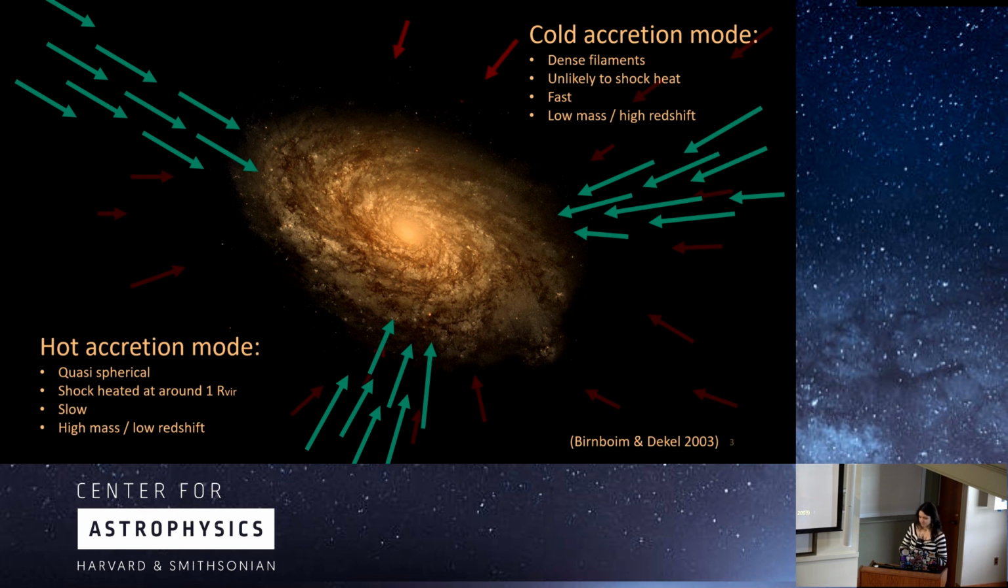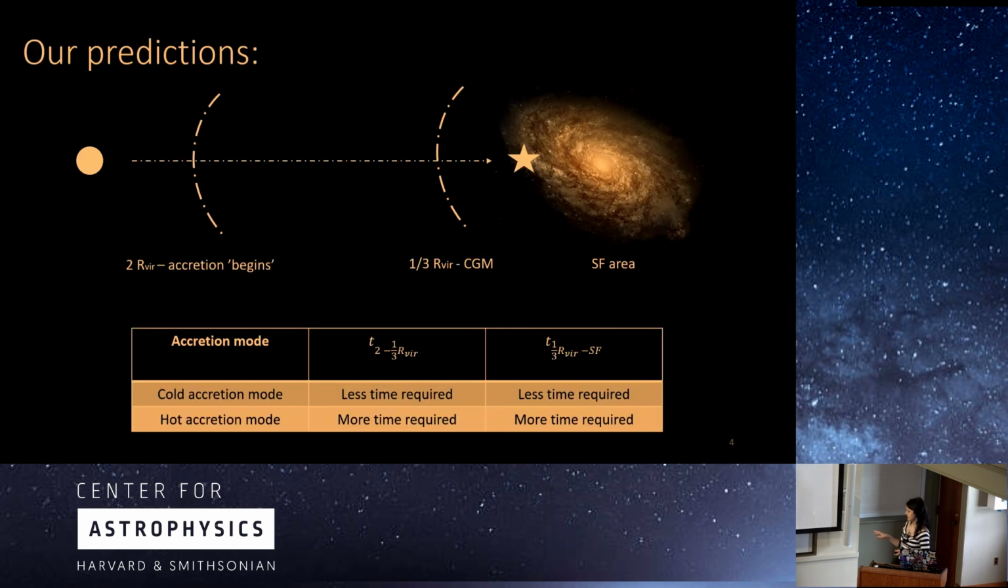And so when you have this background information, we can set up this very trivial thought experiment. Namely, let's imagine that we have a parcel of gas or just some blob at a distance of around 2 virial radii away from the galactic center. So where the accretion begins in this case. And then once it reaches 1/3, it enters the CGM. And then after that, the gas gets turned into stars.